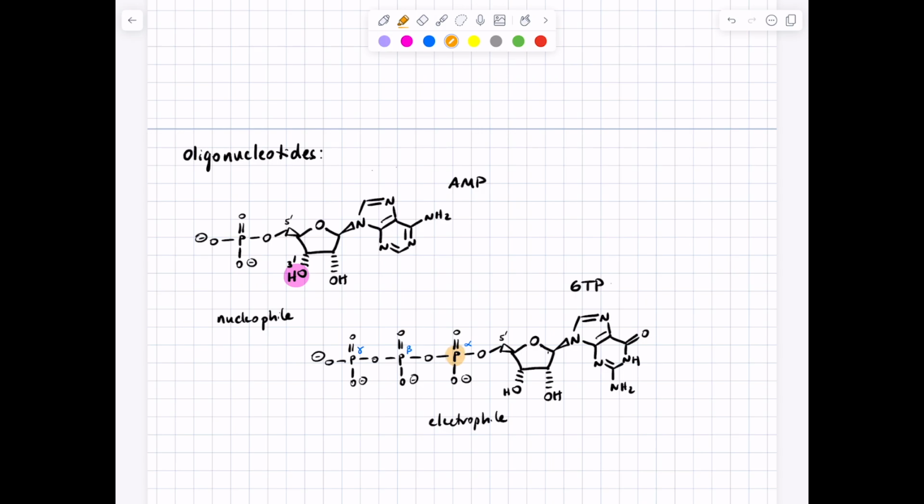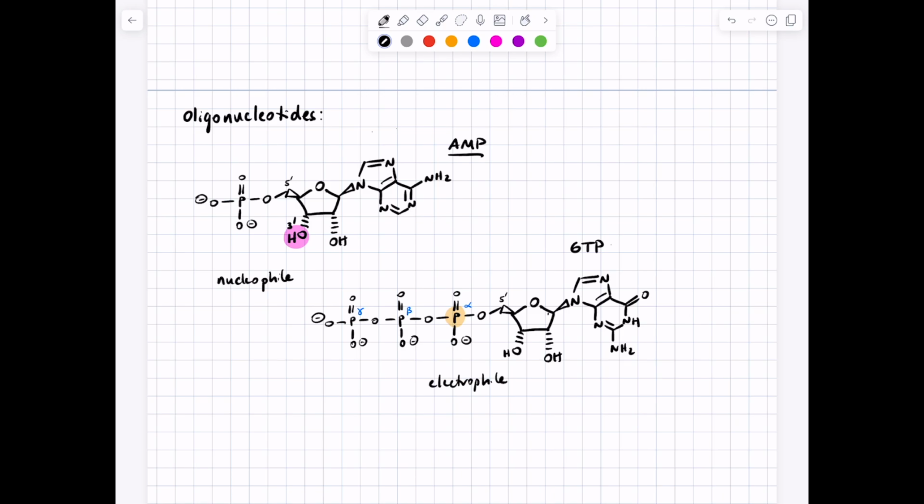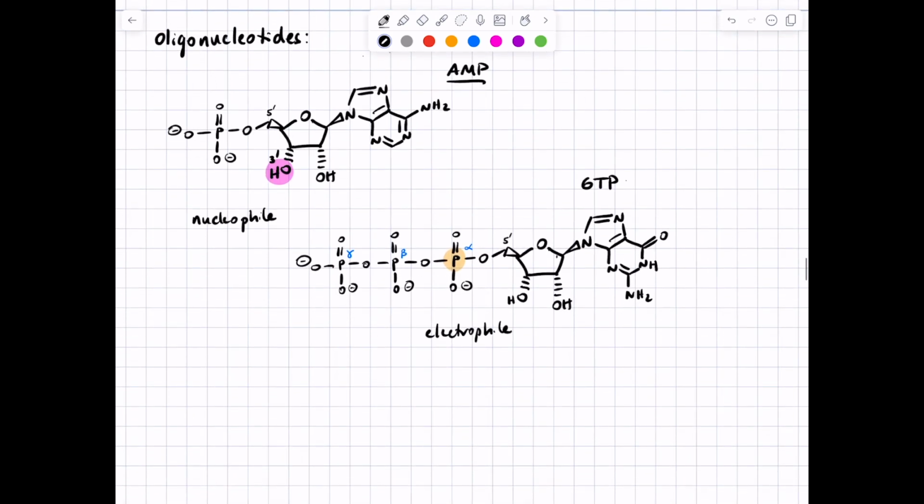So we're going to want to make a bond between the 3' oxygen on this AMP and the 5' alpha phosphate of the GTP. And so the AMP is going to be our nucleophile, the GTP is going to be our electrophile. To understand the chemistry here, you need to get used to the idea of this as a pyrophosphate group, as a good leaving group.